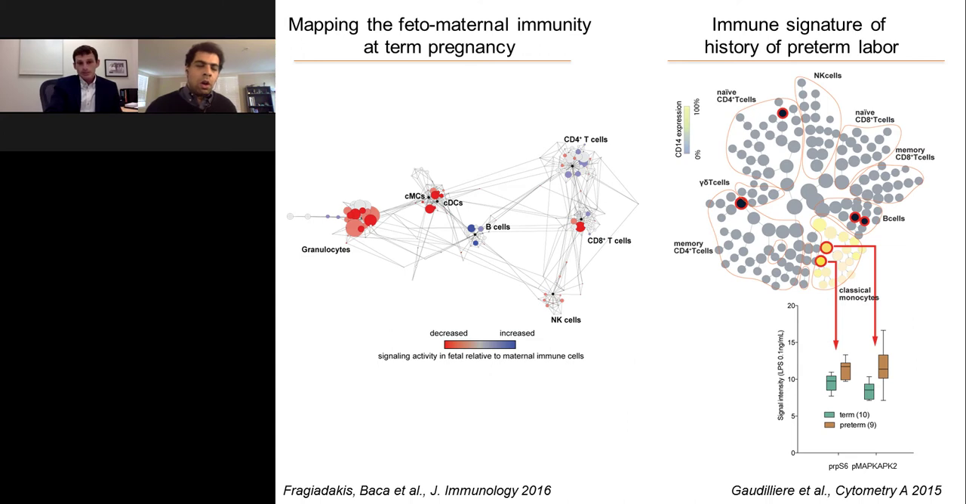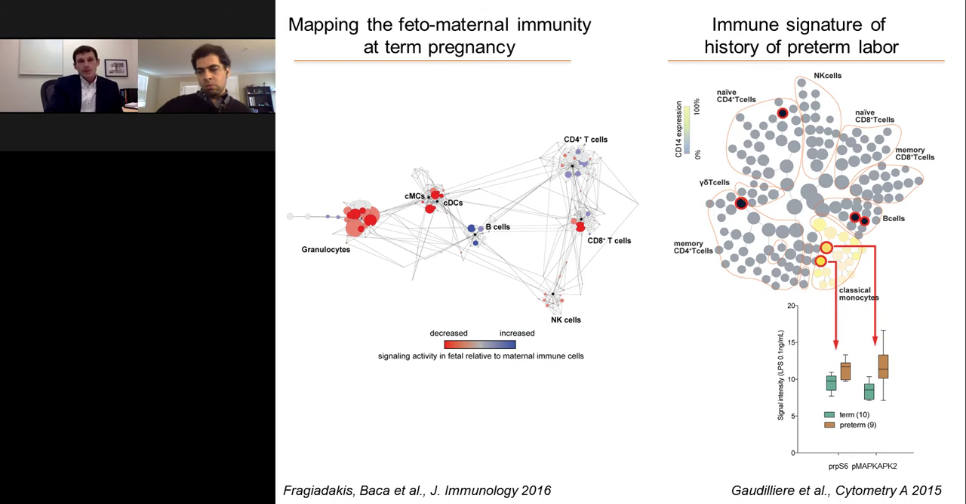And what we can do is not only overlay the phenotypic landscape of these two systems, but also the functional landscape. And from this study, we could learn a lot about the similarities and differences between the mature immune system of the mother and the developing immune system of the fetus at birth.